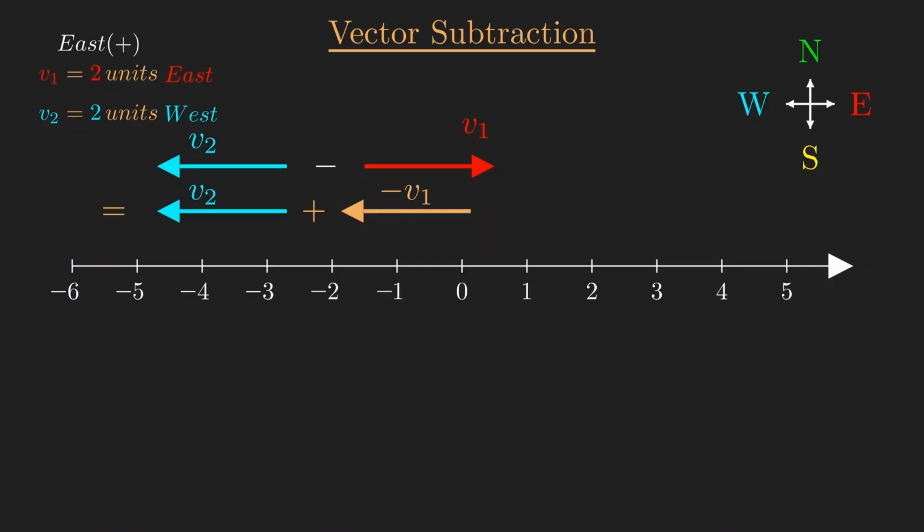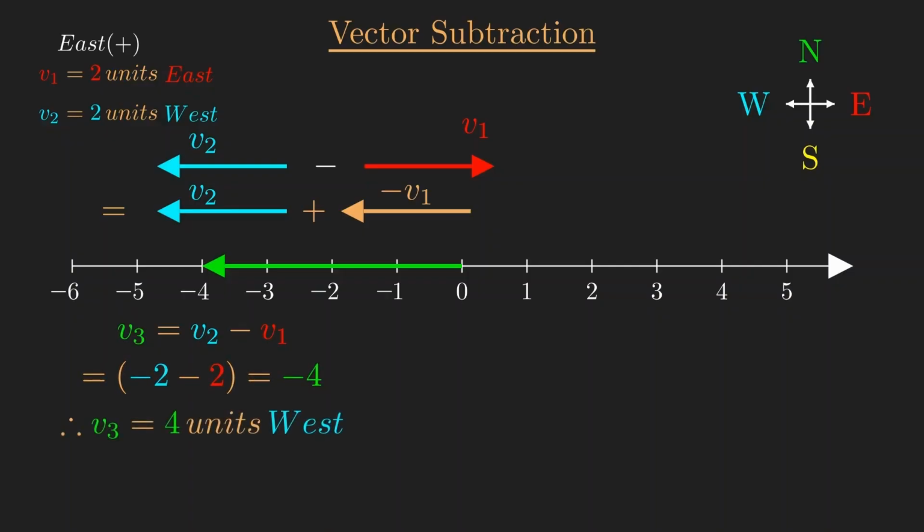So this gold vector there is the negative of V1. Since V1 is 2 units east, the negative of V1 is 2 units west. And then the resultant vector there is going to be equal to 4 units west. V3 is equal to V2 minus V1, which is minus 2 minus 2, equivalent to minus 4. And therefore, V3 is 4 units west.